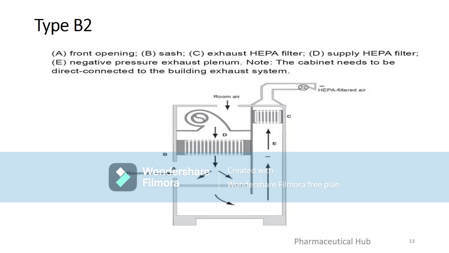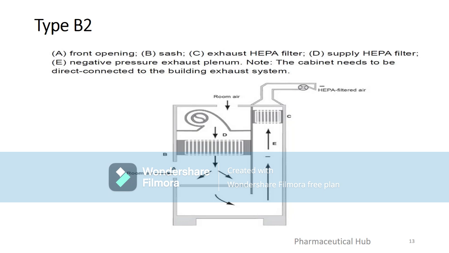Airflow explained. Inflow A. Room air is drawn in through the front opening A, creating a protective barrier for the user. Contaminated airflow. An internal blower pulls this air and air from the work area upward and through a supply HEPA filter, D.